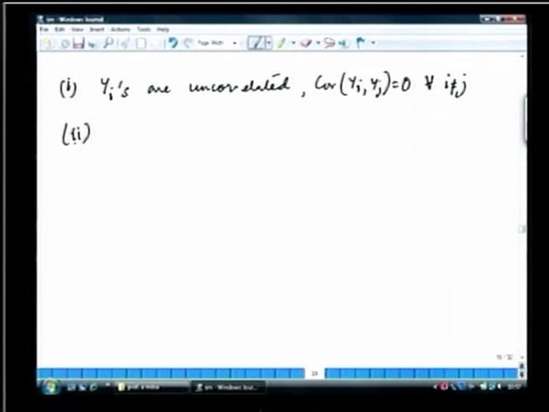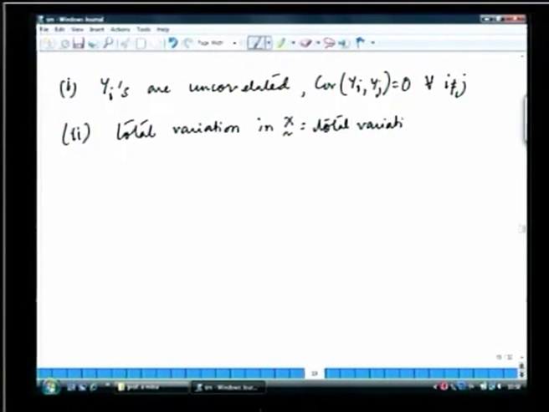The second one is the very thing that we started with: the total variation in x. We say that the information content of y is as good as the information content of x with respect to the total variability present in the data, which means the total variation in x is equal to the total variation of y. But then why do we choose to work with y if this is the situation?